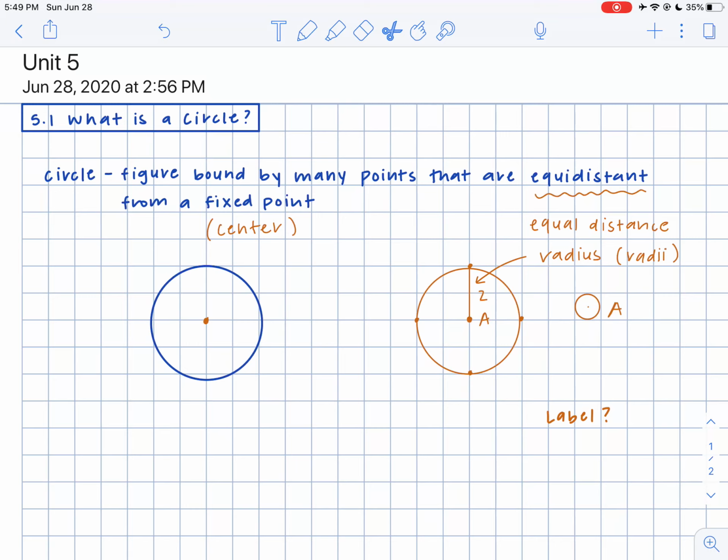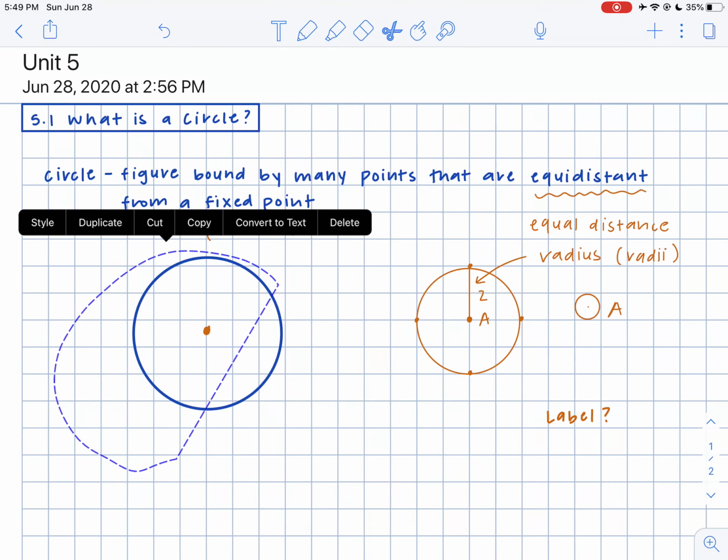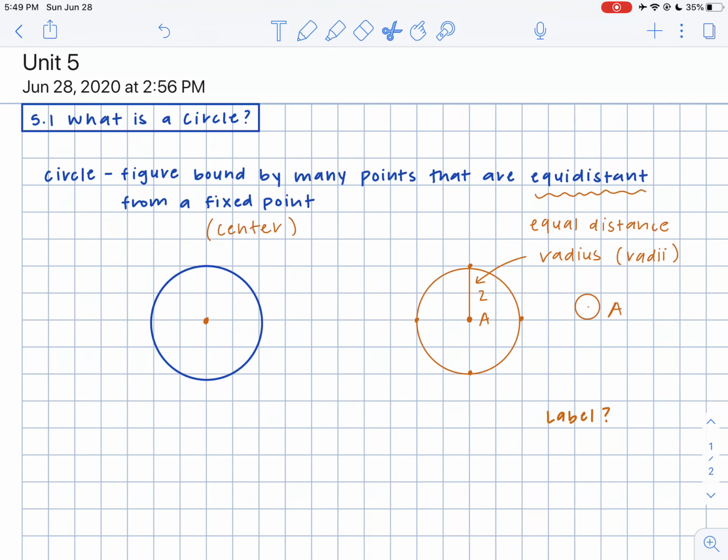Now, that's changing the location, but how would you change the size of the circle? Well, remember, what is determining the size of the circle? It's actually all the points and the distance to the center. So if you wanted to change the size, you would have to change the distance from the center, or the radius. So you can make it bigger.